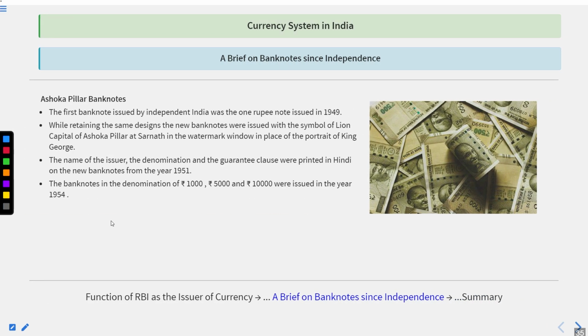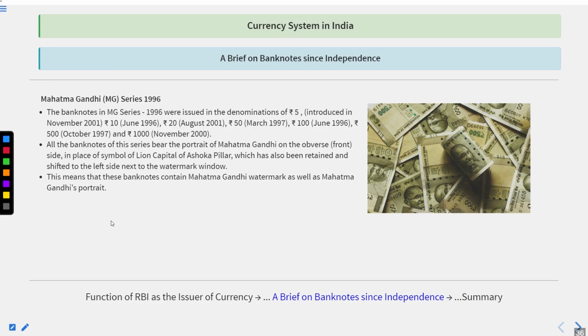A brief on banknotes since independence. Ashoka Pillar banknotes. The first banknote issued by independent India was the 1 rupee note issued in 1949. While retaining the same designs, the new banknotes were issued with the symbol of the lion capital of Ashoka Pillar at Sarnath in the watermark window in place of the portrait of King George. The name of the issuer, the denomination, and the guarantee clause were printed in Hindi on the new banknotes from the year 1951. The banknotes in the denomination of rupees 1000, 5000, and 10,000 were issued in 1954.